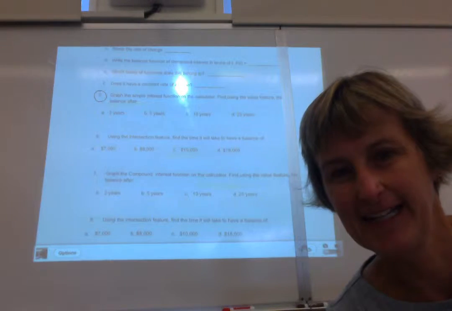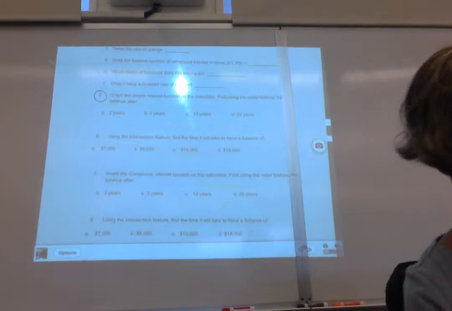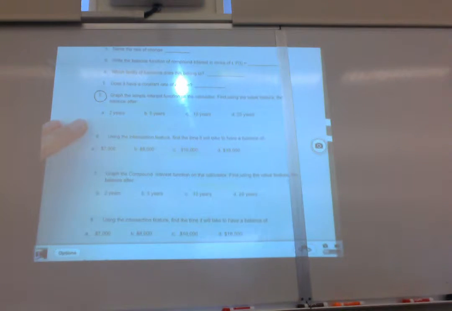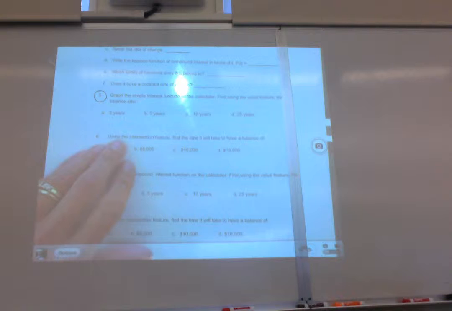We flipped over to the back side just to look at how to do these. On the back, we're using some of the calculator features. Andy, could you read 5 for us, please? Yes, I would be more than happy to. Graph the simple interest function on the calculator. Find, using the value feature, the balance after 2 years, 5 years, 10 years.